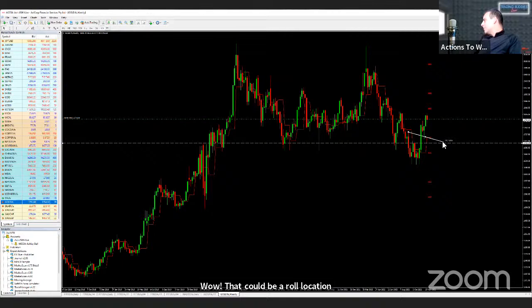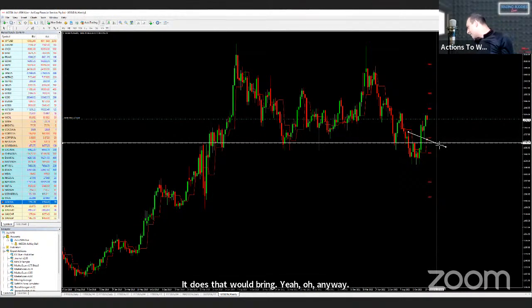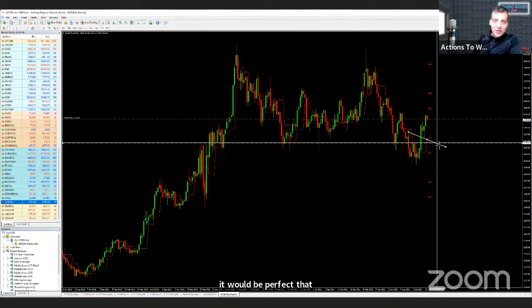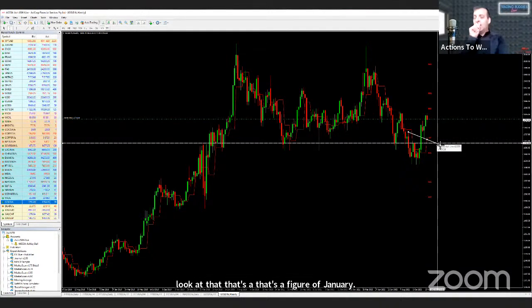Look at the confluence here as well, mate. Yeah, that's my target. It would be perfect. Look at that, that's the 15th of January. So on the 15th, that's going to be my call: gold is a buy on the 15th of January.